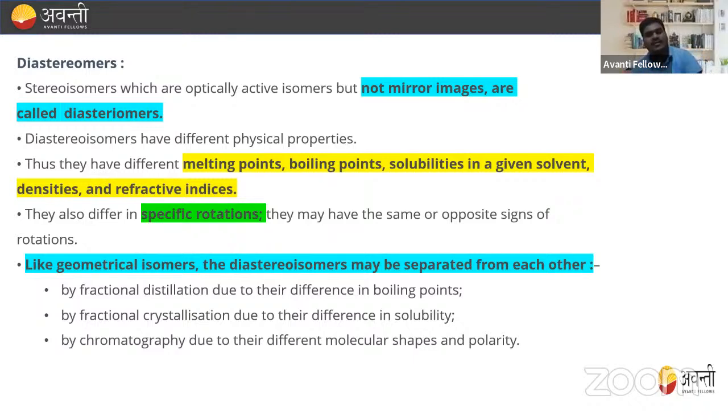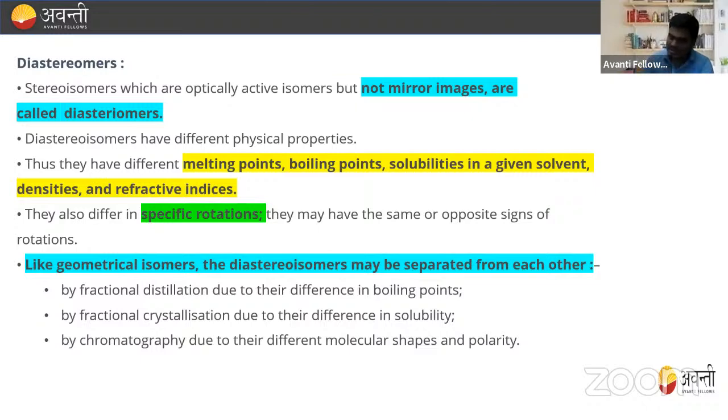On a similar basis, we have next and last, the diastereomers. Basically the stereoisomers which are optically active isomers but not mirror images are called diastereomers. Diastereomers have different physical properties, thus they have different melting points, boiling points, solubility in a given solvent, density and refractive indices, right? They also differ in the specific rotation. They may have the same or opposite sign of rotation.